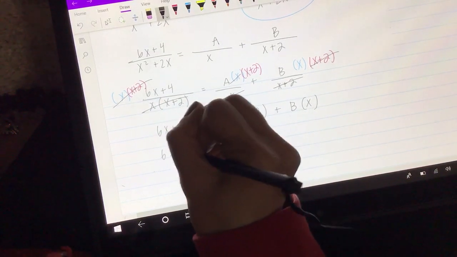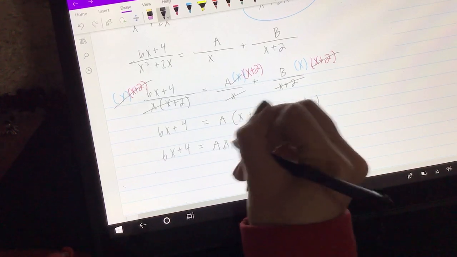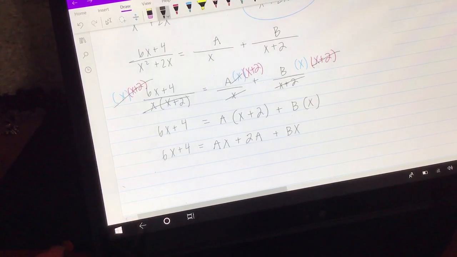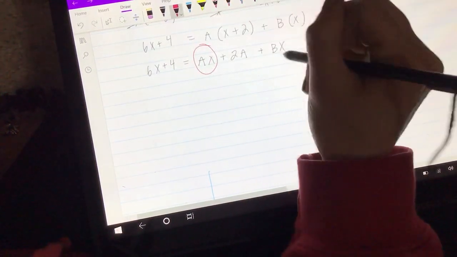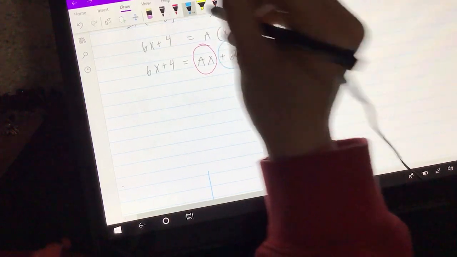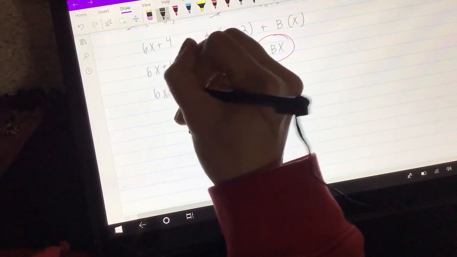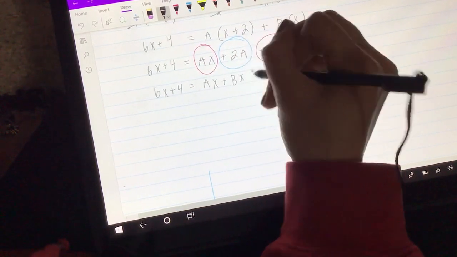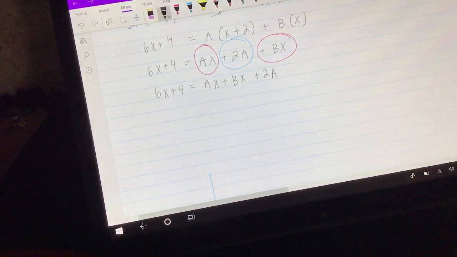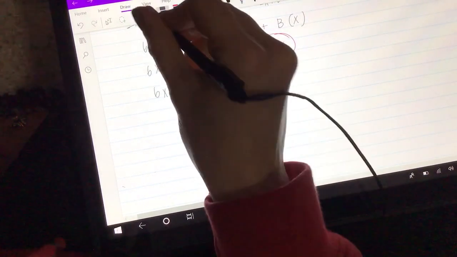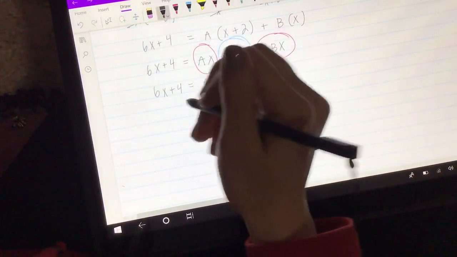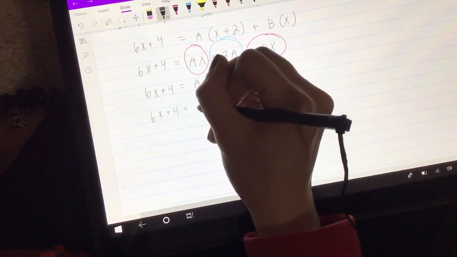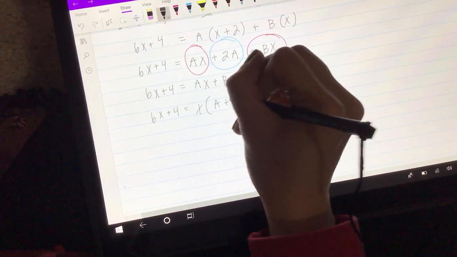Distribute. Group your x terms. Group your constants. Eventually you might get good enough at these that you can skip some steps, by the way. Okay, factor out your GCF out of your x terms. So that's an x. You're left with a plus b.